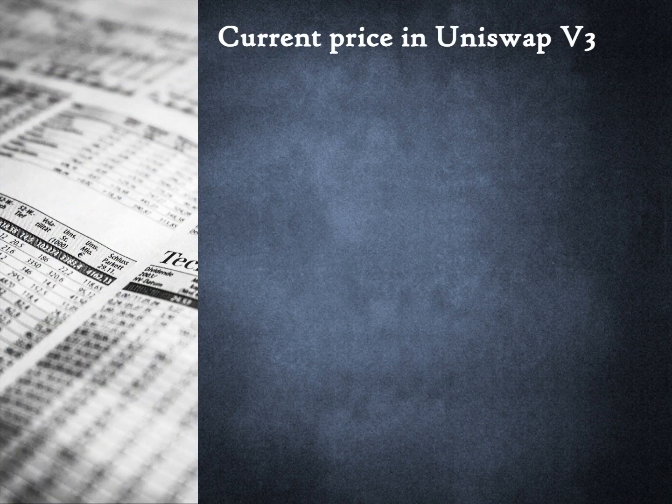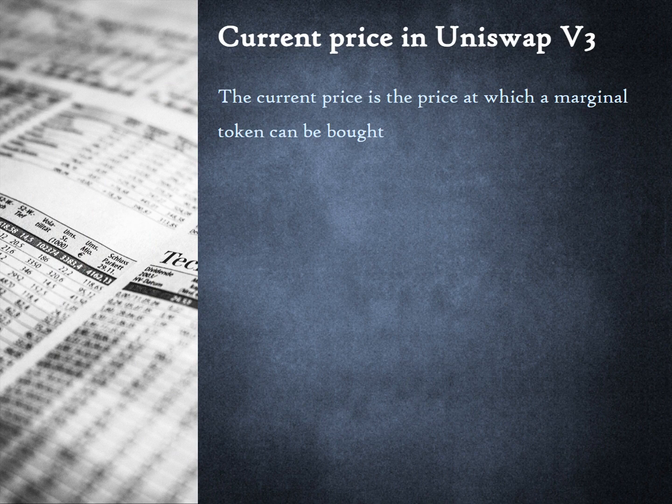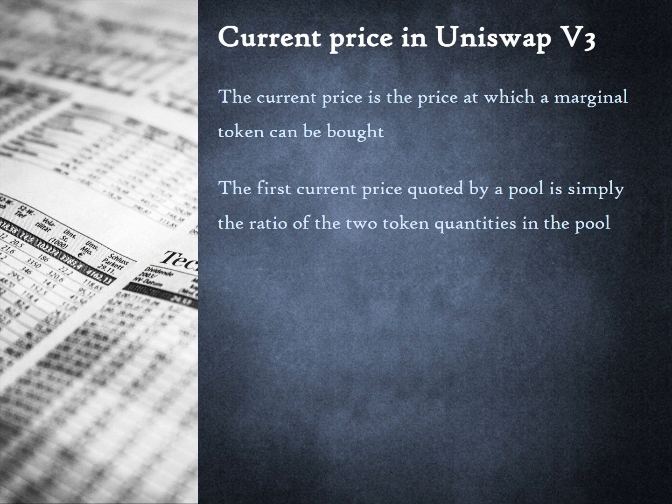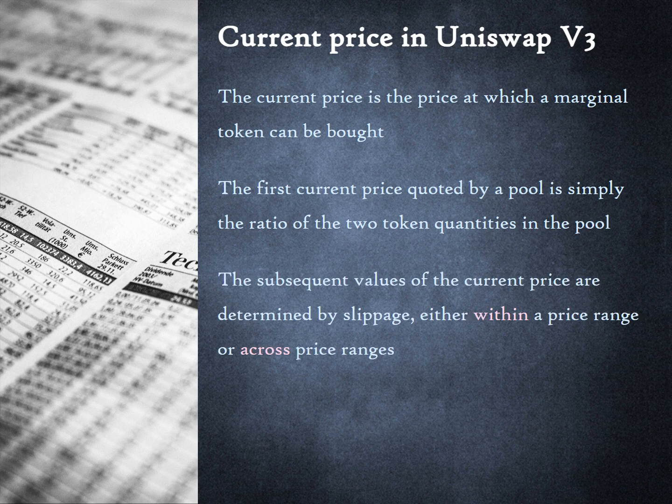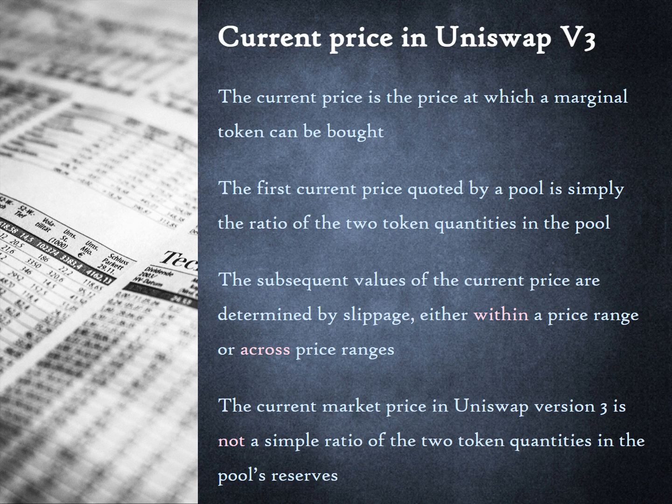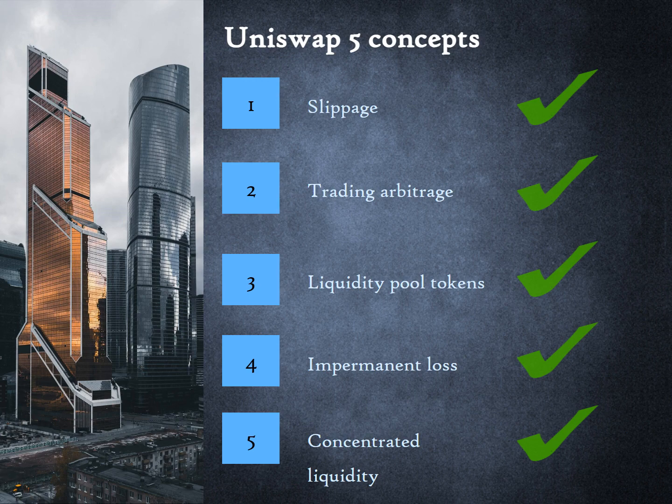We can now summarize some observations on current price in Uniswap version 3. Like in version 2, the current price is the price at which a marginal token can be bought. The first current price quoted by a pool is simply the ratio of the two token quantities in the pool. The subsequent values of the current price are determined by slippage, either within a price range or across price ranges. The current market price in Uniswap version 3 is not a simple ratio of the two token quantities in the pool's reserves. This is because the price curve in version 3 is actually an aggregation of multiple overlapping price range bound curves. This brings us to an end to the discussion of the 5 concepts central to Uniswap.